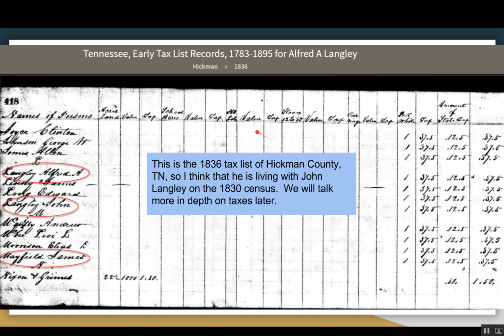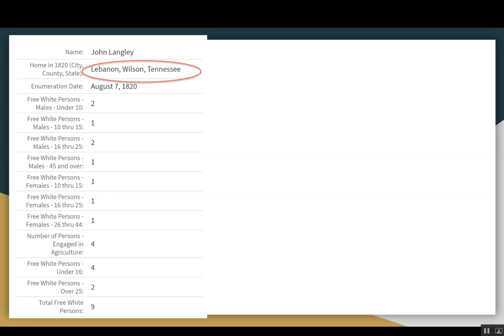So in 1836, we can see there's Alfred A. Langley. There's this John Langley, and whether that's the one that's 70 or the younger one, I'm not sure yet. And then there's also some Mayfields. So I believe that this is Alfred with his family, and some more things that you can keep track of as you go back and kind of put things together. So I believe he was in Hickman and then in that Maury County.